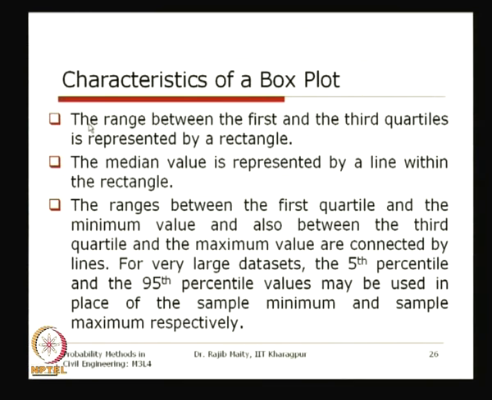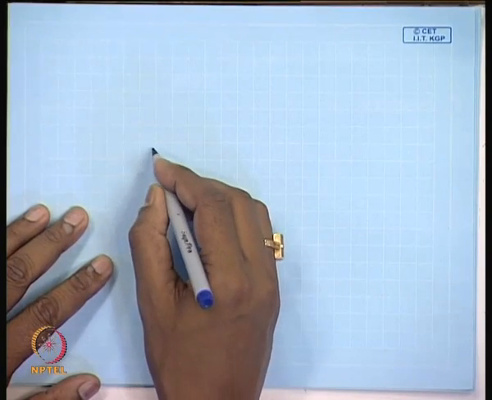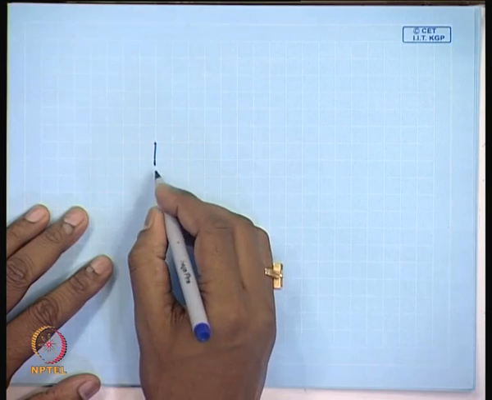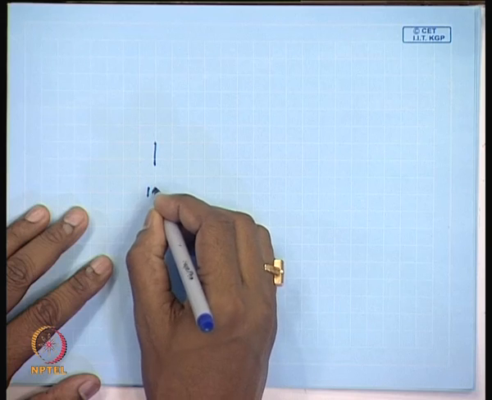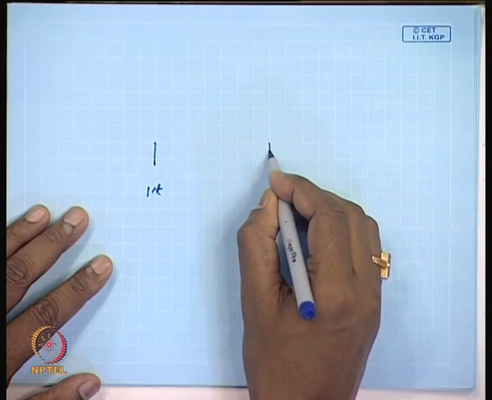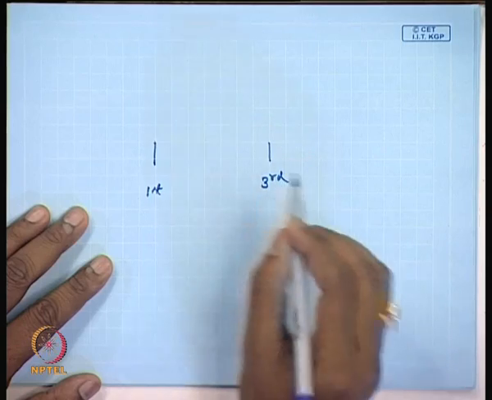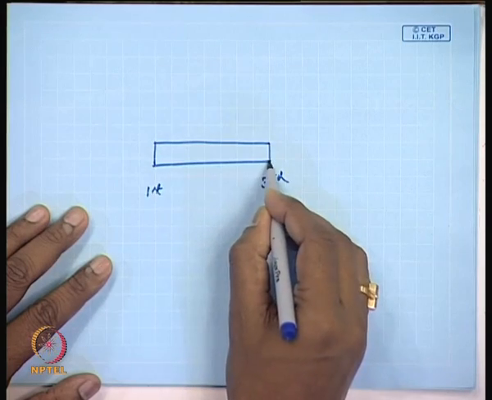represented in such a way that the range between the first and the third quartile, first meaning the 25th percentile and third the 75th percentile, is represented by a rectangle. So if I draw it here, this one is your first quartile, and this one, say, is your third quartile, and this is represented in terms of a rectangle.